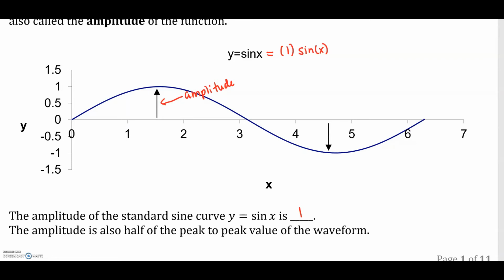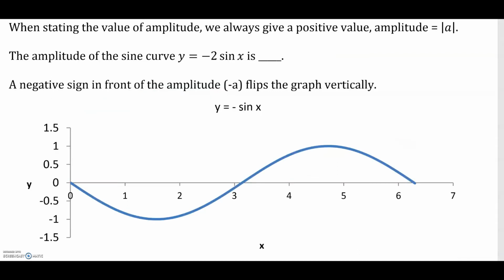So if we have our maximum peak here, our upper peak, and the minimum, the distance from the lower peak to the upper peak is 2, and therefore half of 2 is 1, and that is the amplitude of our waveform. When we state the amplitude, we always give the positive value.